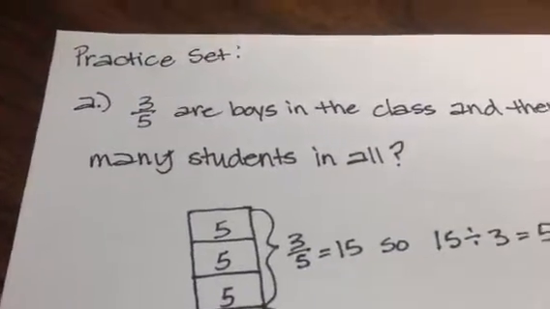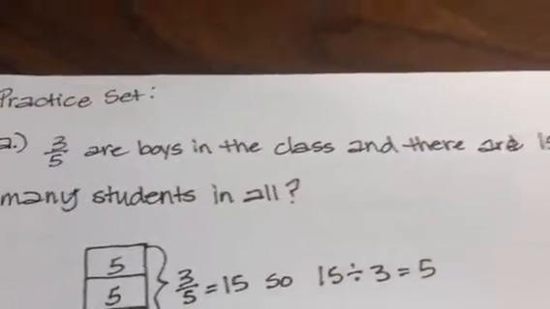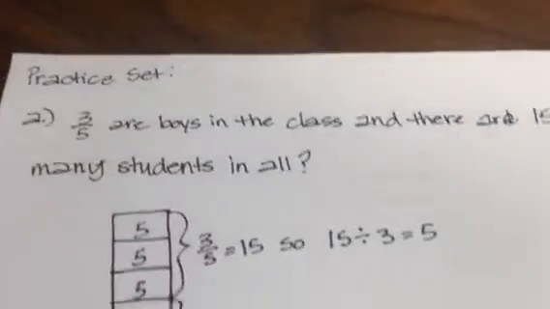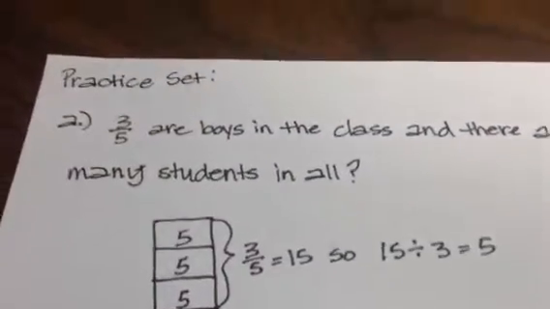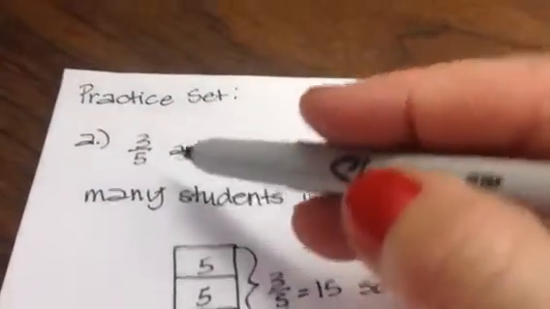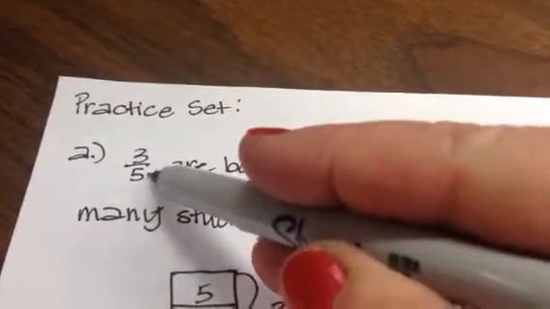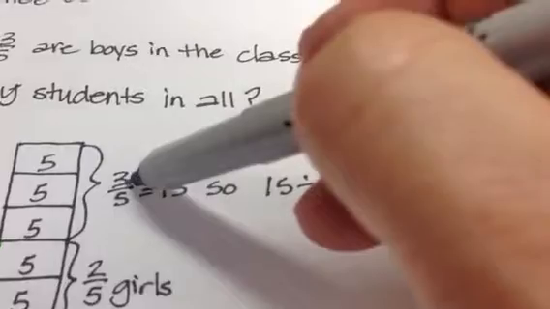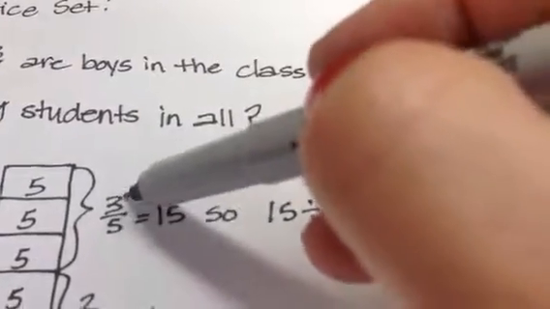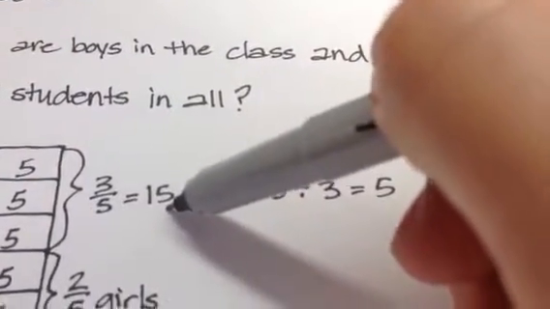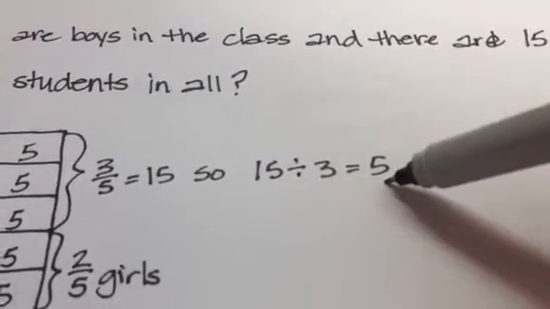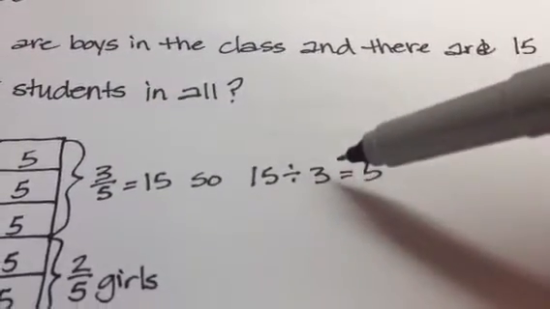Practice set A says 3/5 of the boys are in the class, and there are 15 boys. How many students in all? It's going to ask you to draw a diagram, and because 5 is the denominator, we're going to have 5 sections. And because 3 is the numerator, and we know that 3/5 equals 15, we need to divide 15 by 3, which equals 5, because I want to know what 1/5 is.